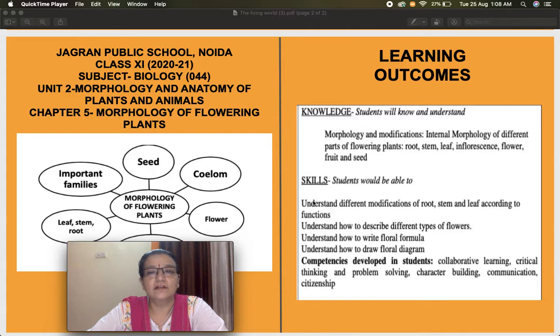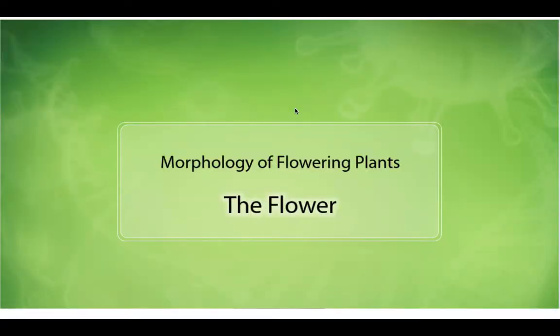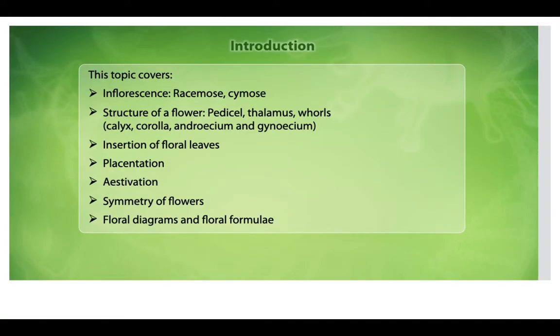Let's start with today's class. In this class we will learn about the morphology of flower. We will cover the topics: inflorescence, racemose and cymose type, structure of a flower, different parts of flower, insertion of floral leaves, placentation, estivation, symmetry of flowers, and floral diagram and floral formula.